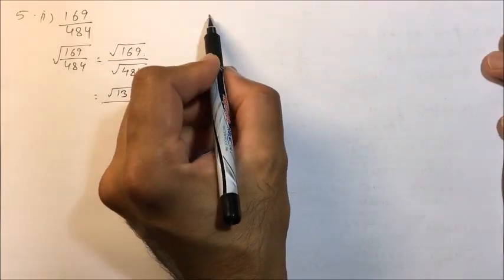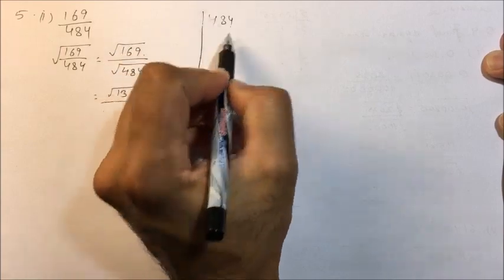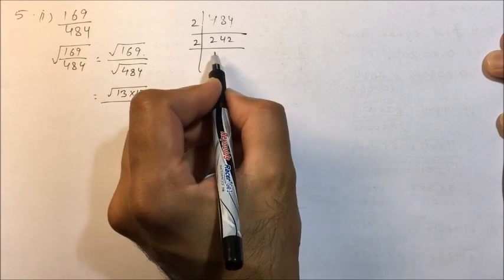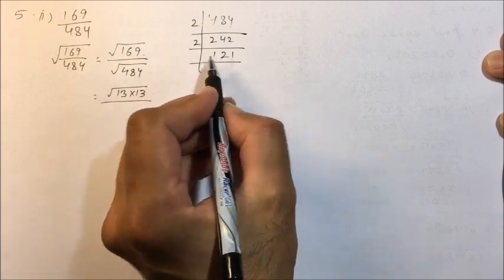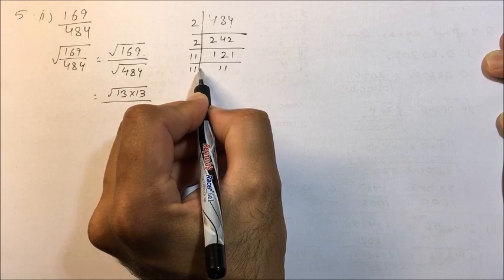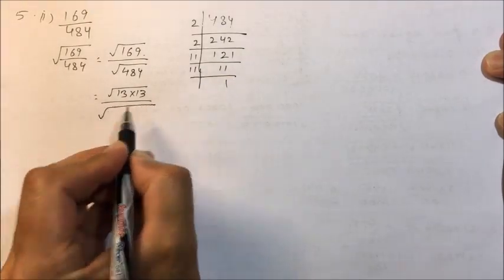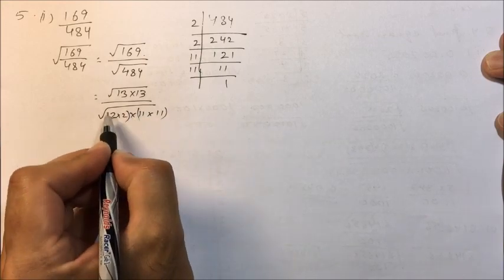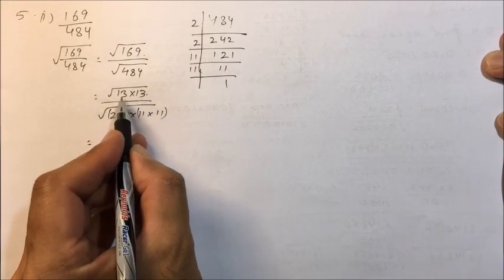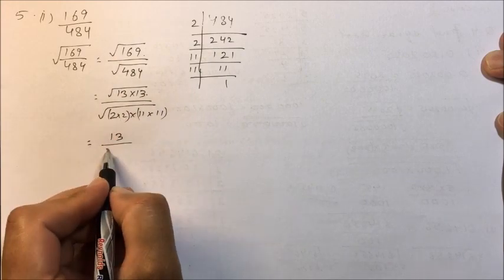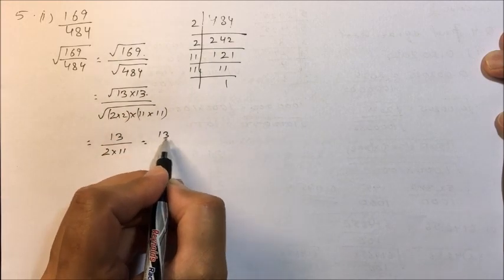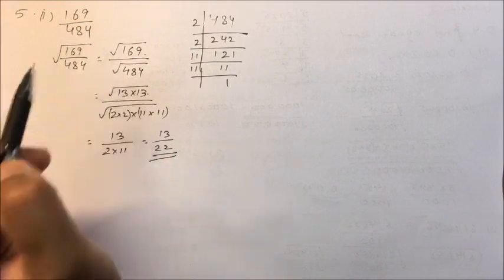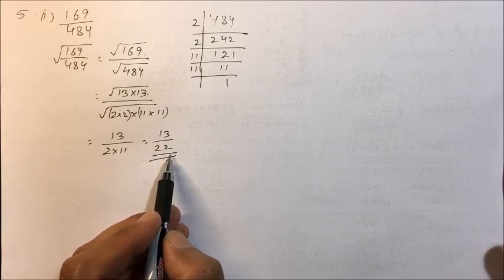We have to factorize 484. 2, 242. 2, 121. Now 11 into 11. 11, 11. 11, 1. So it can be written as 2 into 2 into 11 into 11. One pair, second pair. So we will take 1 from each pair. 13 divided by 2 into 11. It will be 13 divided by 22. Square root of 169 divided by 484 is 13 divided by 22.